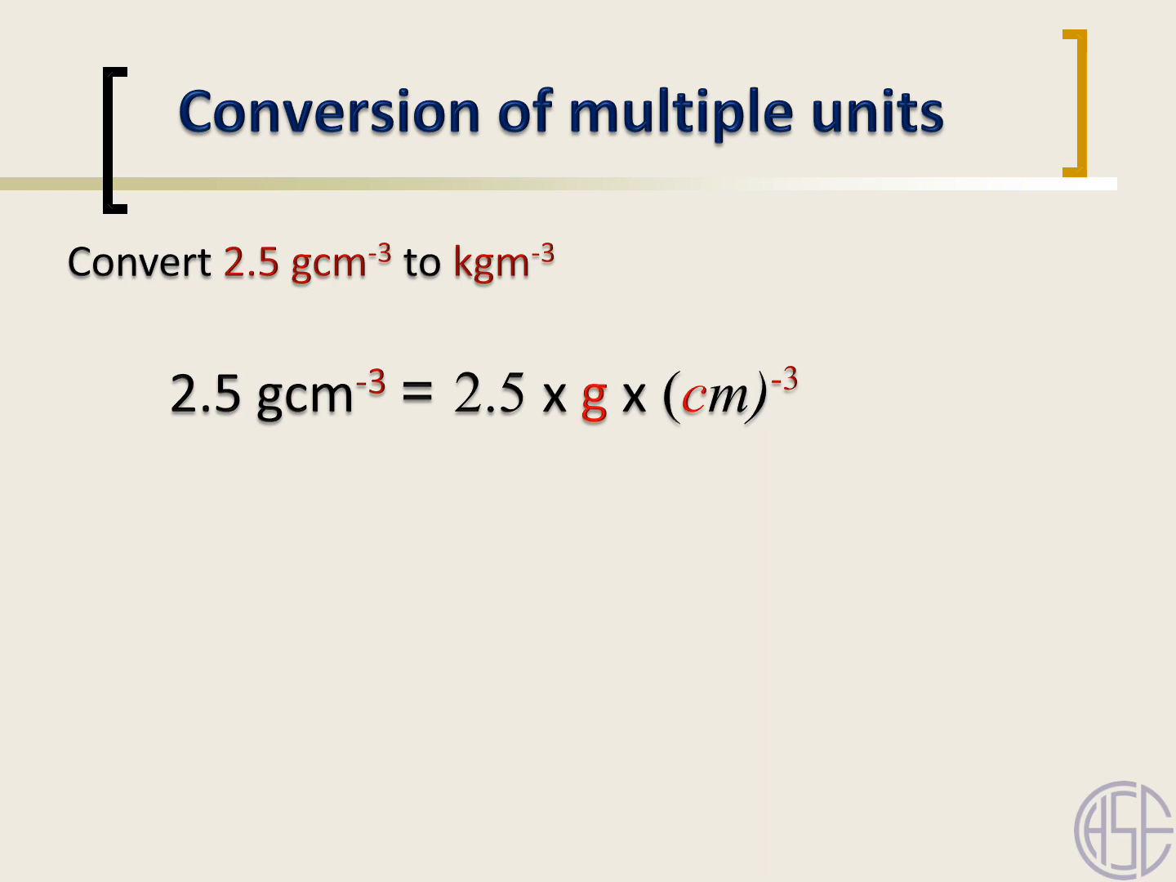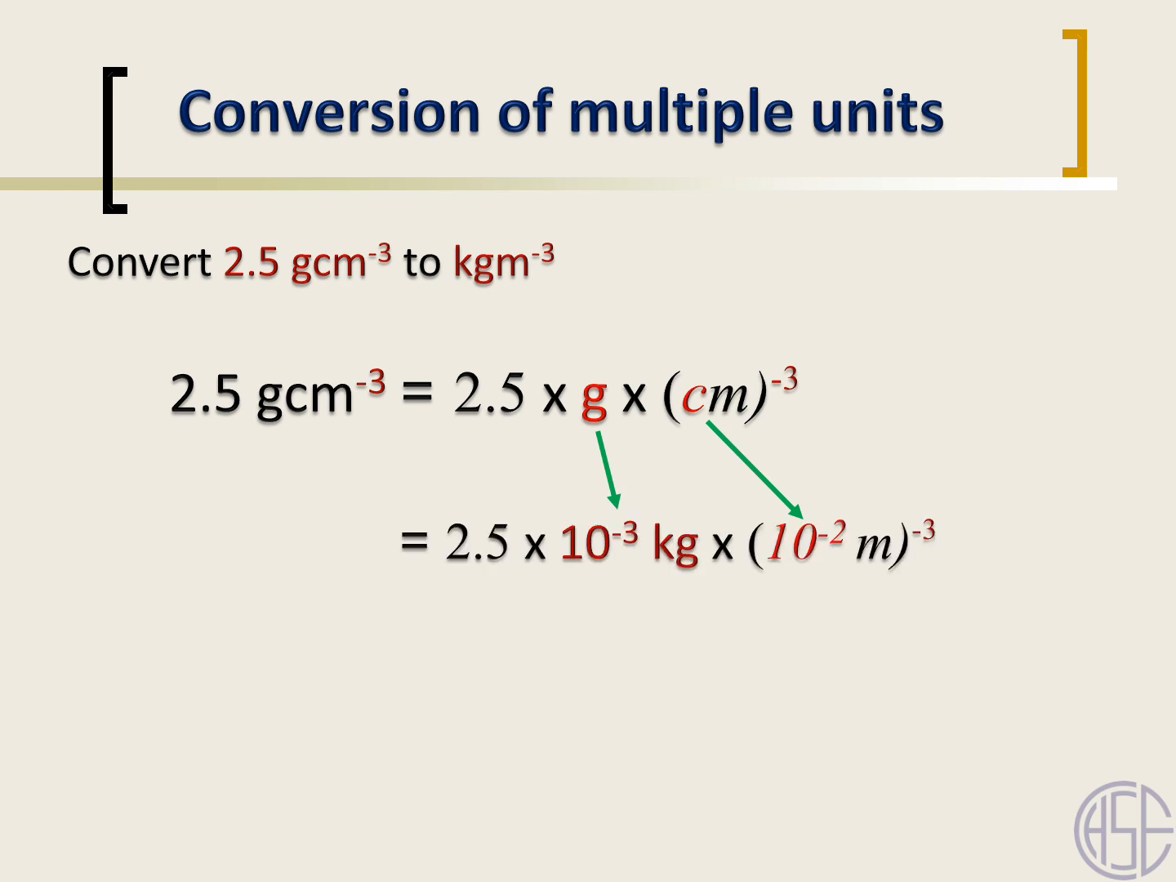Again, like we did in the previous part, I'm just separating. 2.5 is there, gram is there, then there's a centimeter to the power minus 3. Remember that power minus 3 is applicable only to centimeter. It's not applicable to grams, it's not applicable to 2.5. Now when you observe this equation, you can see you need to convert two things, gram as well as centi. So both are not SI units, both are prefixes. I have to convert both gram and centi. So I am converting both.